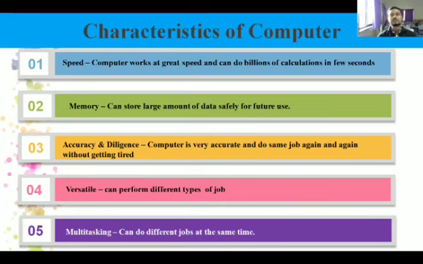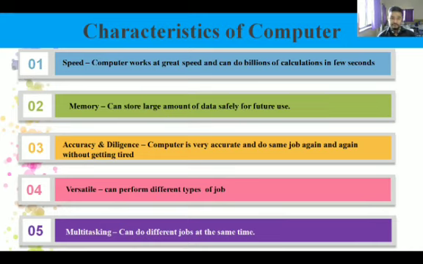A computer can store a large amount of data, and with safety. Why is safety important? Because once you save that data in a computer, after many days, many years, or after a long time, you can come back and re-access or reuse that data whenever you want.